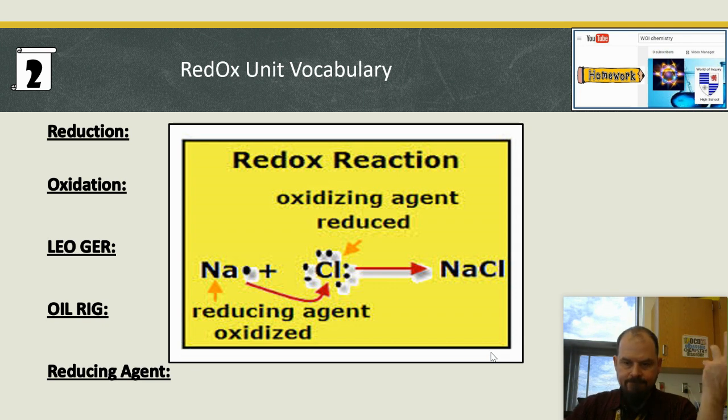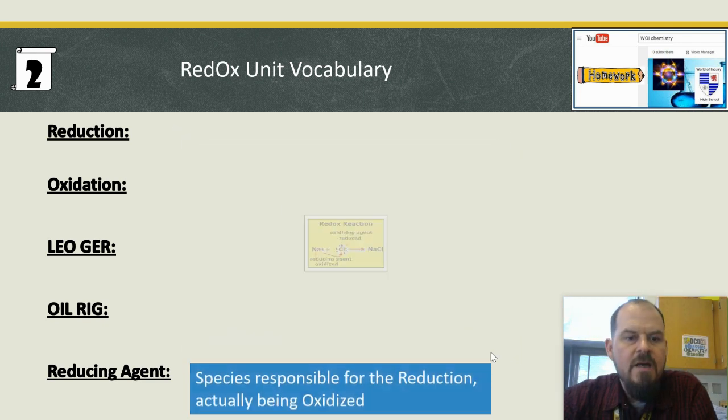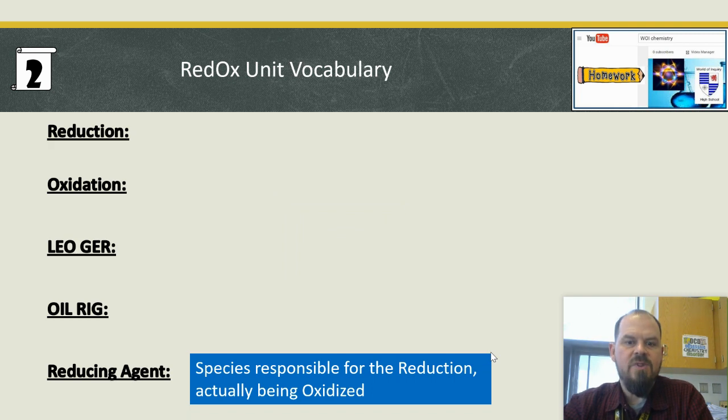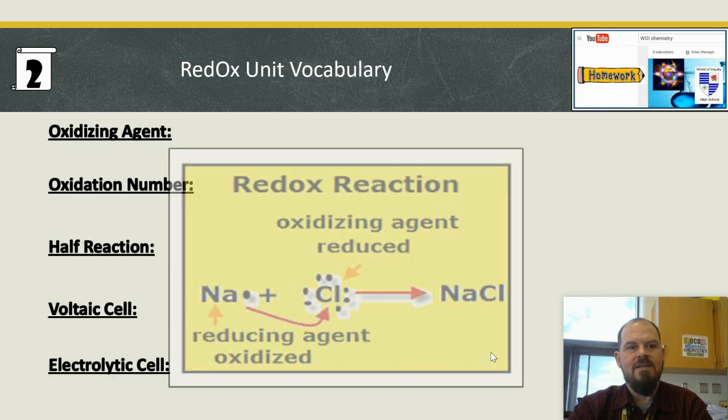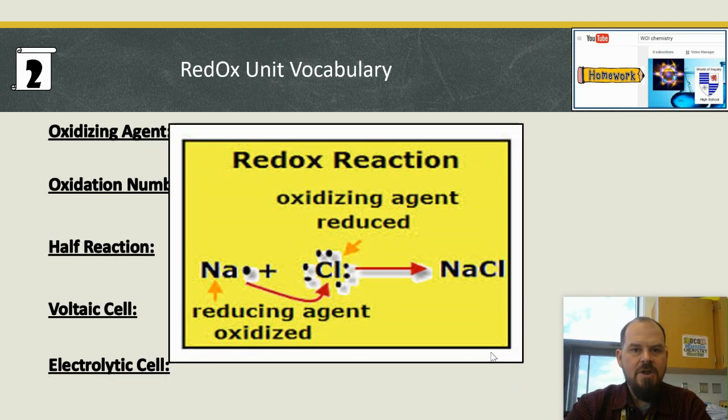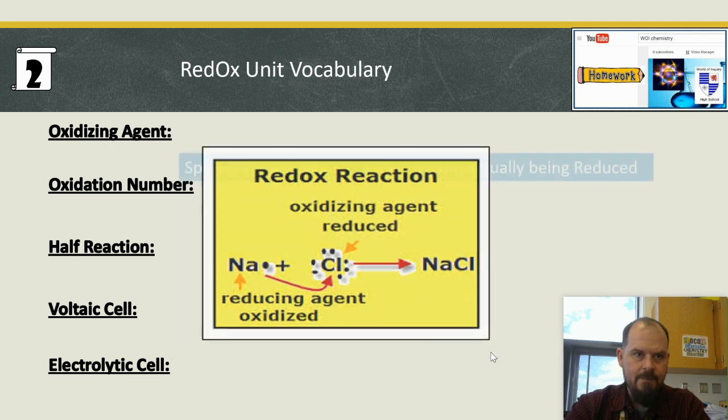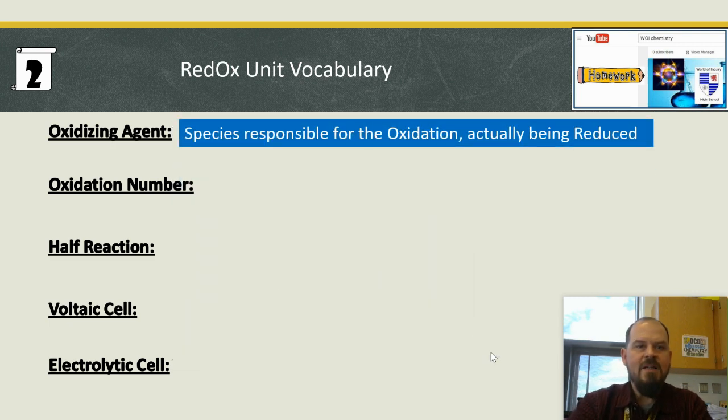It's the opposite. Okay? So the reducing agent is the species responsible for the reduction. It's the one who's actually being oxidized. Okay? This opposite is going to be true for the oxidizing agent. Guess who's coming next? Oxidizing agent. Same picture because they happen together. Species responsible for the oxidation, he's actually being reduced. Beautiful. Okay, oxidation numbers. Here we go.